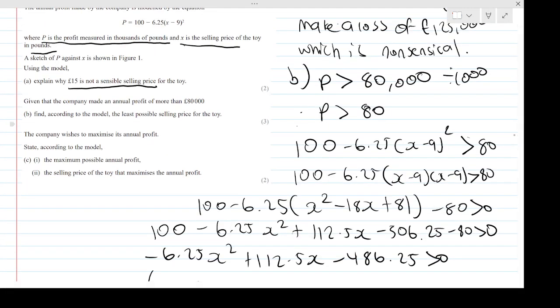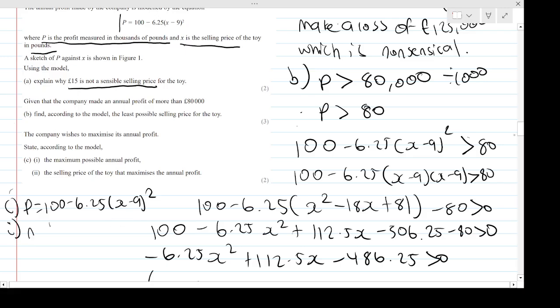Then it says the company wishes to maximize its profits. State, according to the model, the maximum possible annual profit and the selling price for the toy. So I'm going to do it here, part C, part I. So the maximum possible annual profit and the selling price of the toy that maximizes the profit. Well, again, we're going to look at this equation here. So P is 100 minus 6.25 of x minus 9 squared. Again, you should recognize that's in completed square form. So we want to maximize it. We're going to want to make the bracket equal to 0.